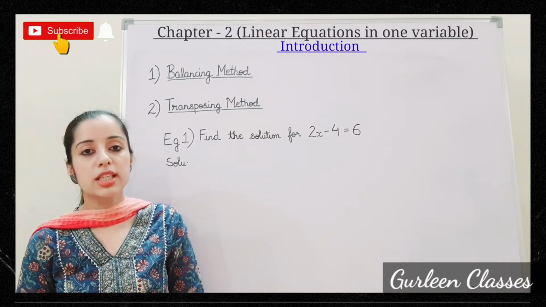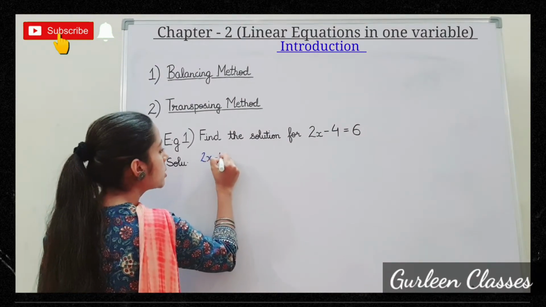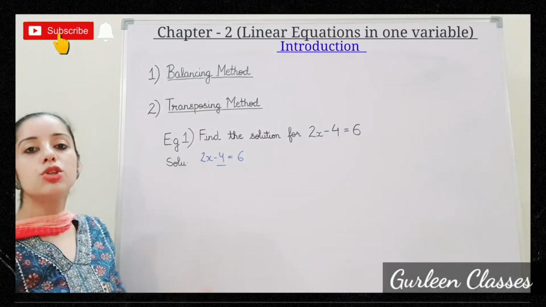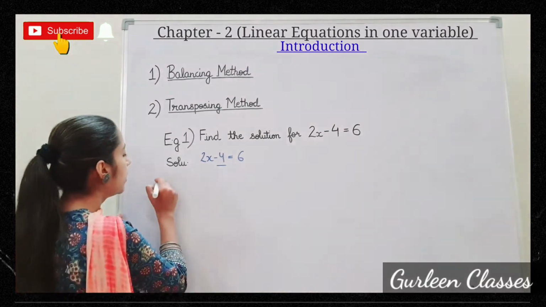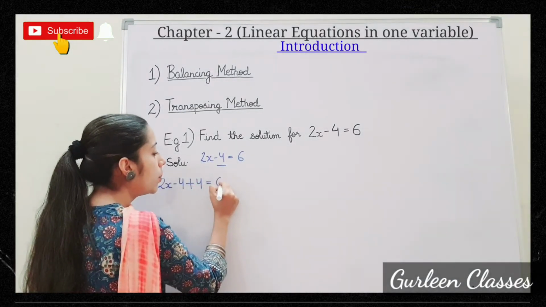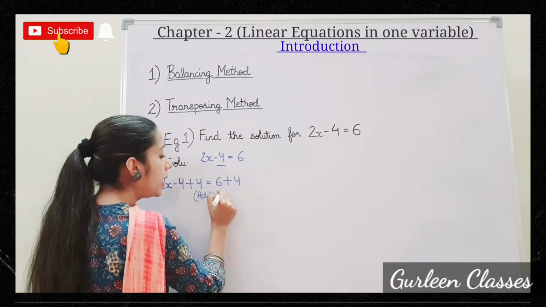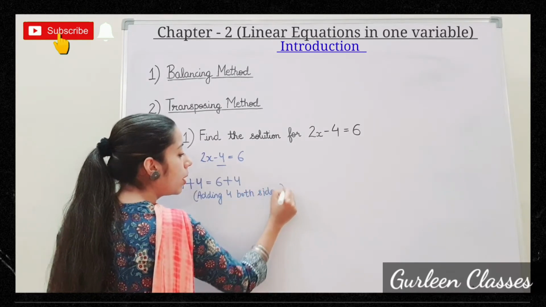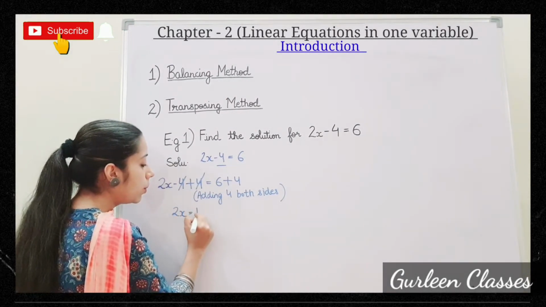So let us solve this first by balancing method. So first we will write 2x minus 4 is equal to 6. We have here minus 4. First step is to remove this minus 4. So we are adding 4 both the sides. So right here 2x minus 4 plus 4 is equal to 6 plus 4. In the first step what we have done? Adding 4 both sides. Minus 4 plus 4 cancel. So it is 2x is equal to 10.